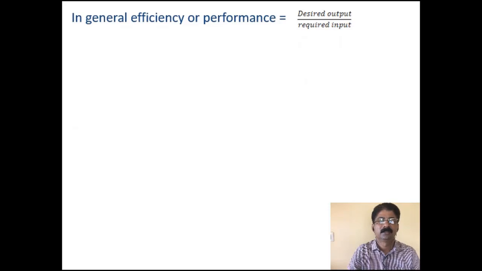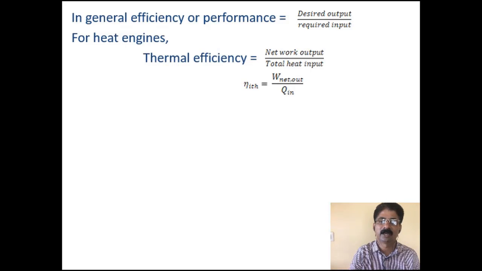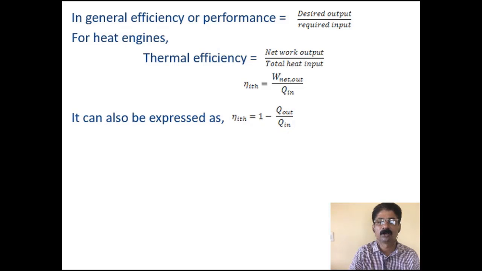So efficiency or performance is nothing but desired output by required input. So for heat engines, thermal efficiency is equal to net work output by total heat input. So if you substitute, eta th is equal to W net out by Q in. It can also be expressed as 1 minus Q out by Q in.